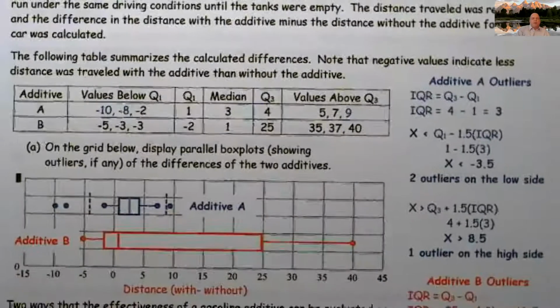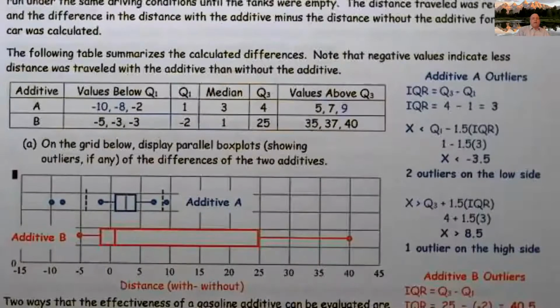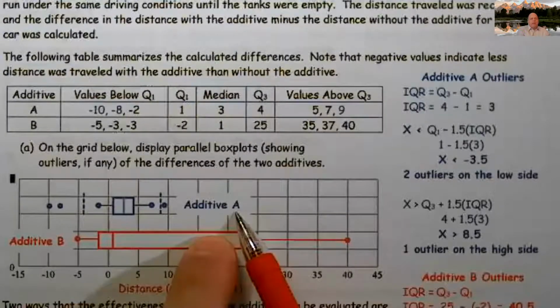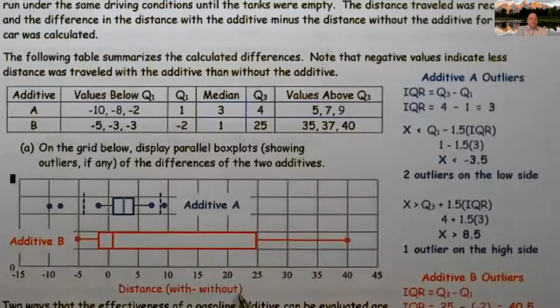All right, so this was to the best of my ability, trying to do this in Microsoft Word. I probably could have done a little better if I'd actually done it by hand, but I'm not sure you would have been able to read it. Please make sure that you label things. Notice I labeled additive A and additive B, and I also labeled the scale. Distance, how is it calculated, with, minus, without.